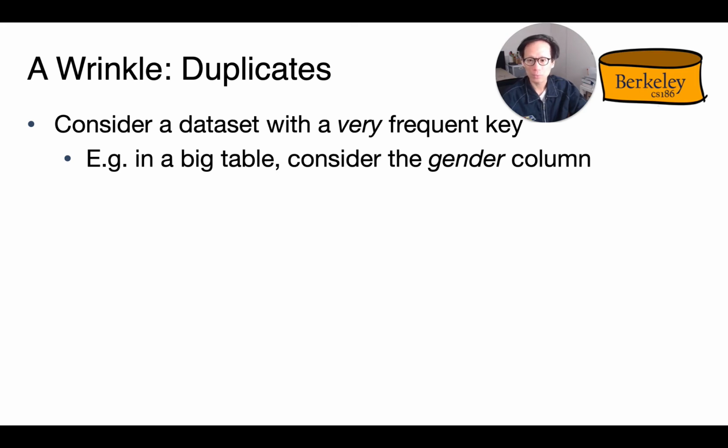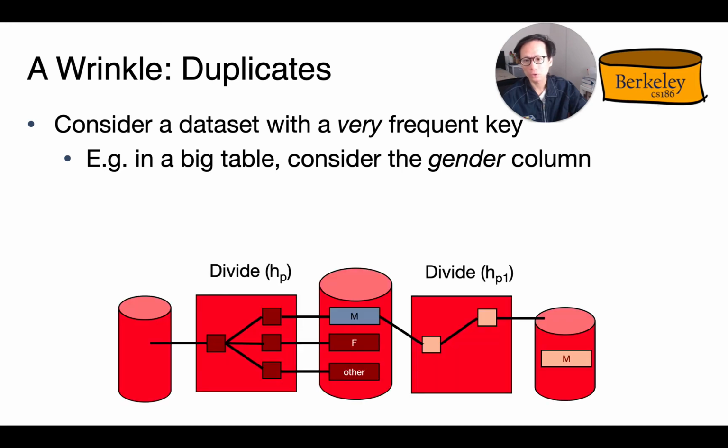So if we have many millions of rows, we will have a lot of M's, a lot of F's, and maybe a lot of others as well. That might result in each partition having size greater than B. So what do we do here during recursive partitioning? Well, let's think about it.